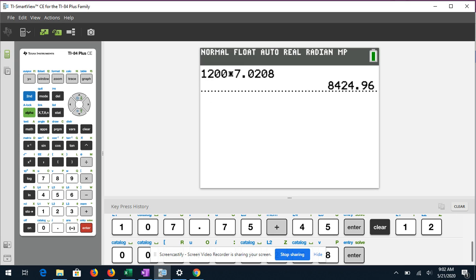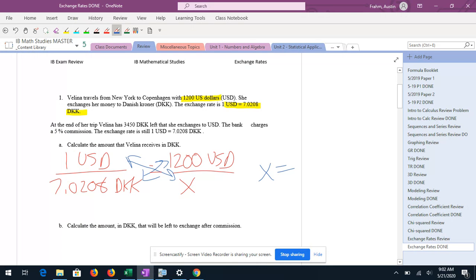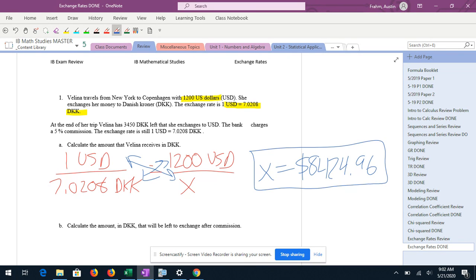And we get 8,424.96. And that's perfect. I'm going to leave it at 2 decimal places since we're dealing with money. That's how I'm going to do all of my answers.